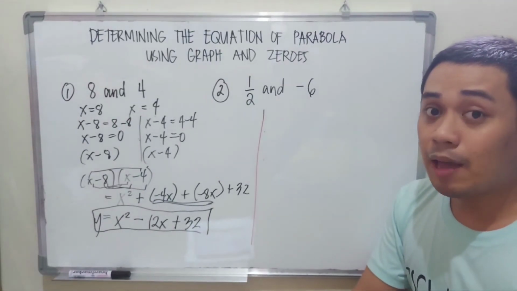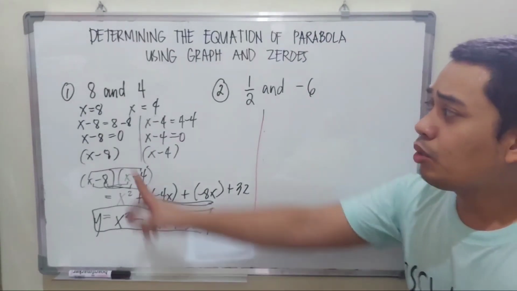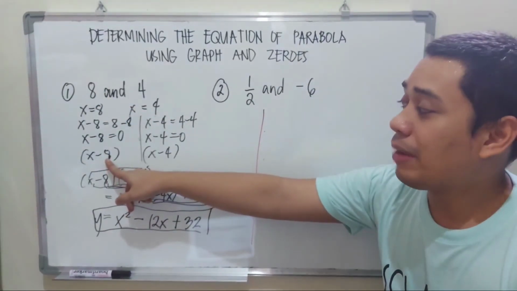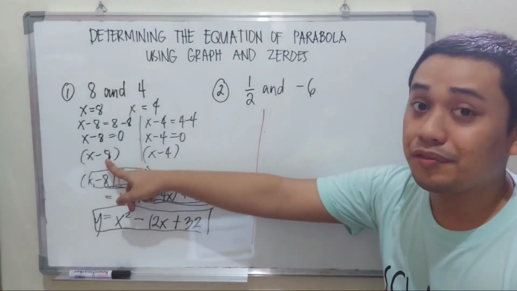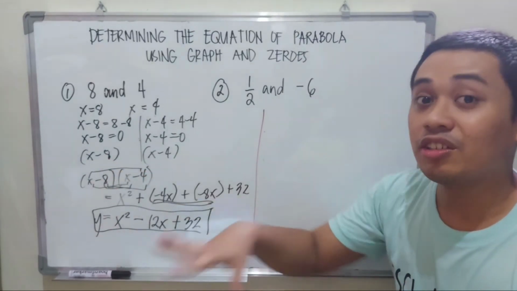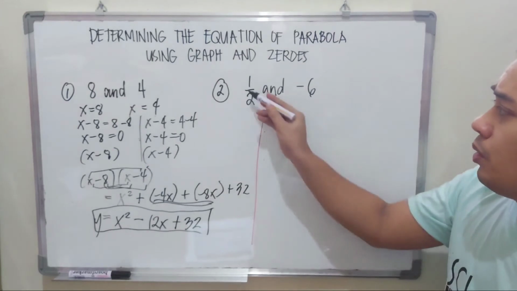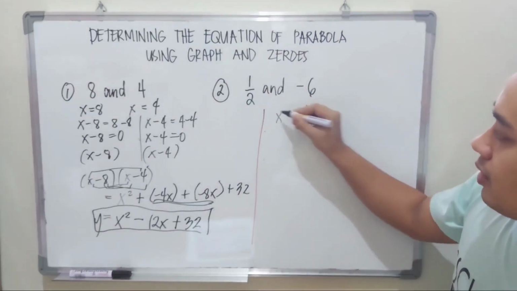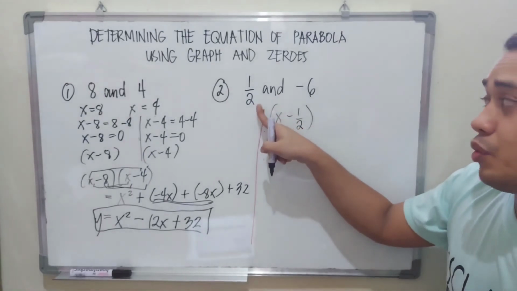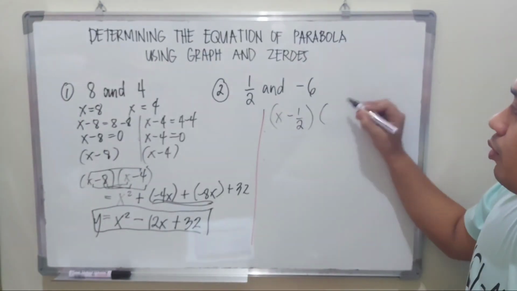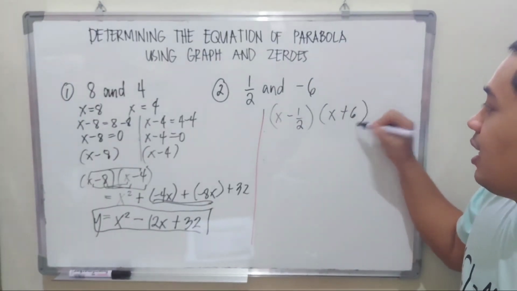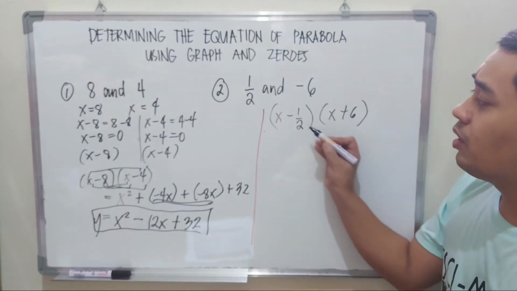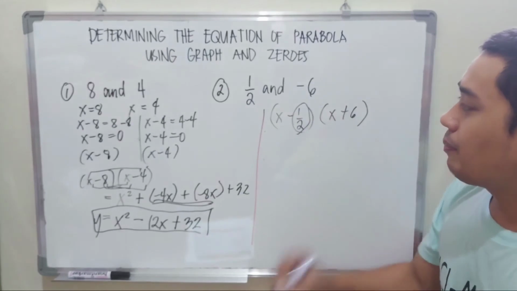For our second example, we know for a fact that we will just be changing the sign of our given root so it goes into the factor. That is a shortcut we can use. So this will become x minus 1 half. Since the 1 half is positive here, then we multiply it by x plus 6, since the given root is negative 6. But the 1 half, we can still simplify it.